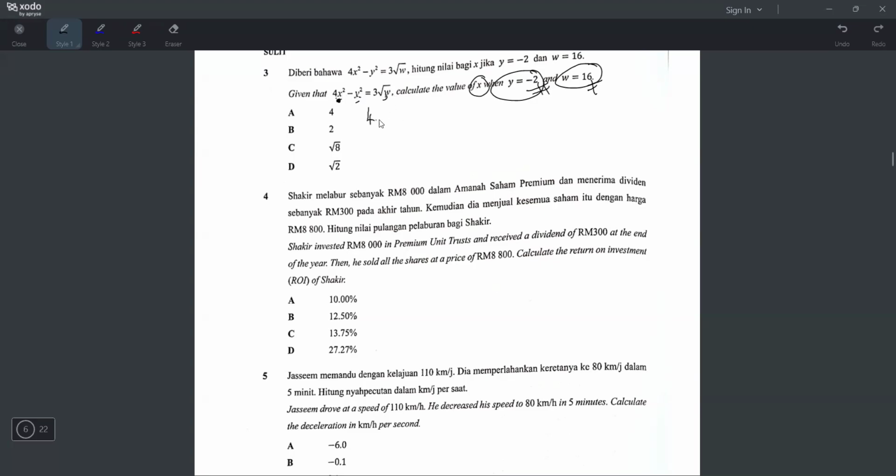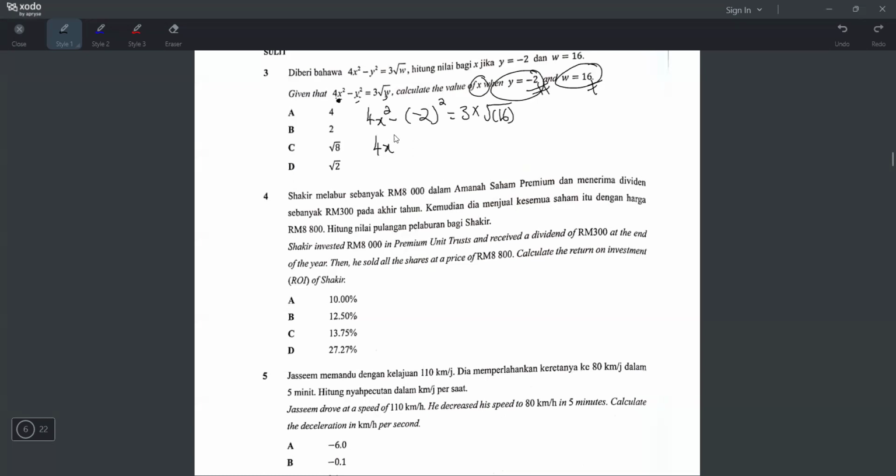It's so easy. So 4x squared minus y, I put a bracket, squared, equals 3 times square root w, right? So for the y, I just sub in negative 2. That's what the question says, right? And then the information also says w is 16. So just put it in like this. Okay, now we can just solve for x.